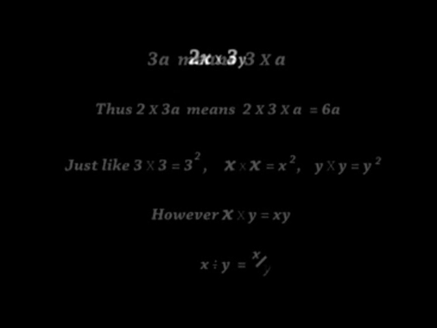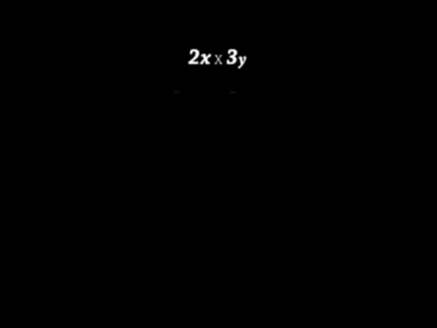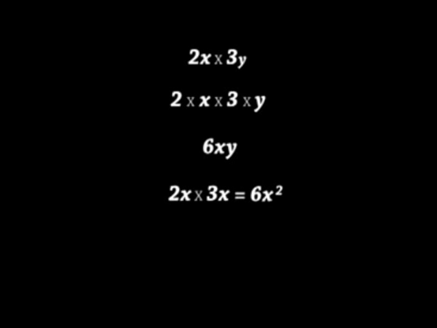What then is 2x times 3y? This is similar to 2x times 3 times y, which is equal to 6xy. Also, 2x times 3x will be 6x squared. 6x divided by 3y is 6x over 3y, which is 2x over y.